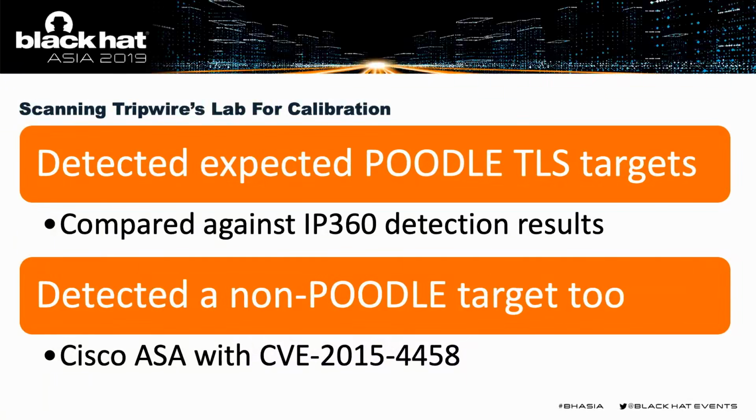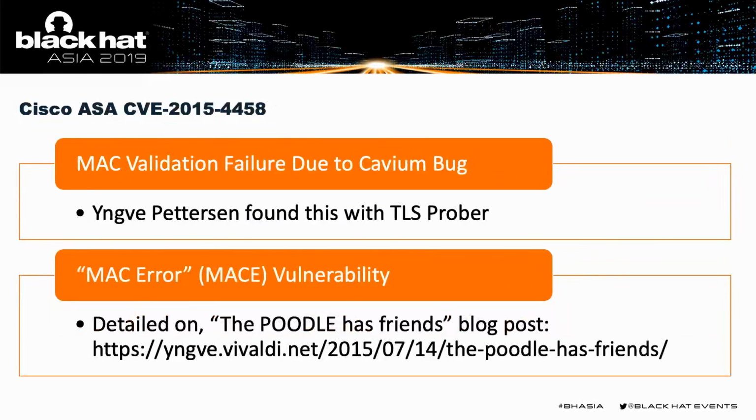I validated my results against the Tripwire IP360 tool and found that things were as expected, except one. One thing stood out, the Cisco ASA that had CVE-2015-4458. This should not have had POODLE, but it was matching my thing. So I looked into this bug and found that it had been previously found and called MACE. Basically, the problem was that the Cavium network accelerator in this device was having MAC validation disabled.